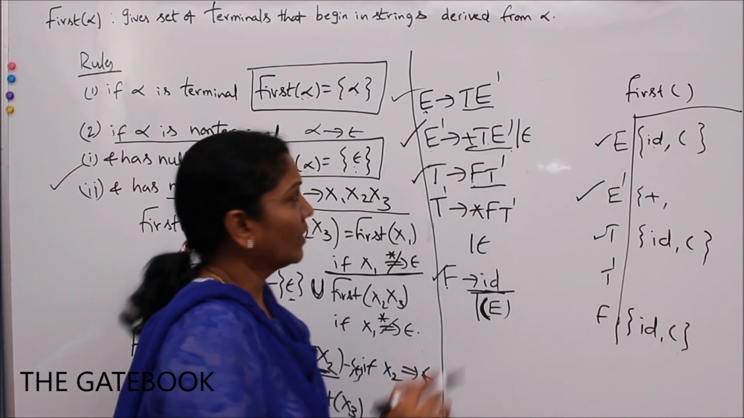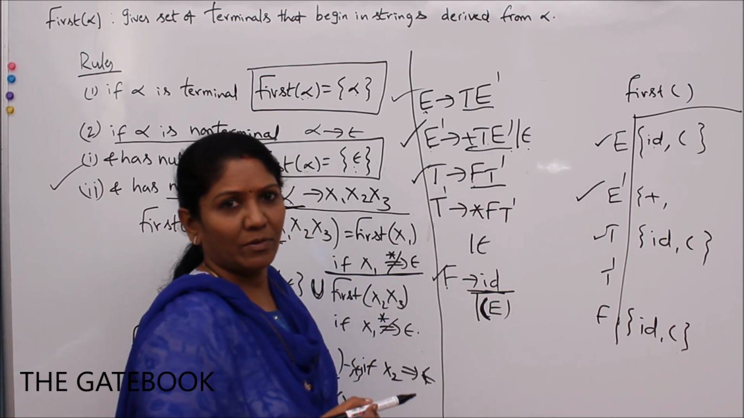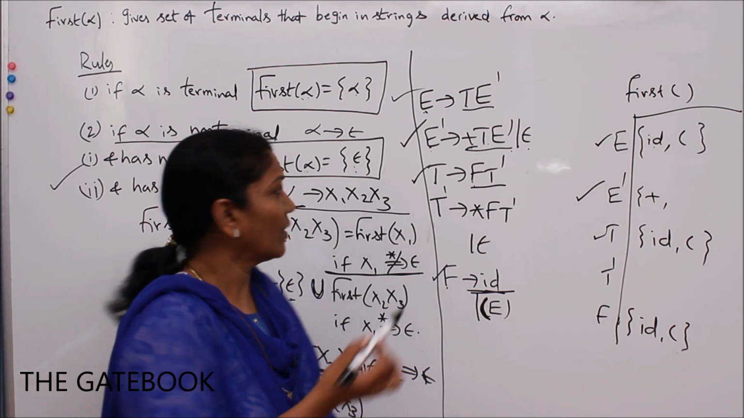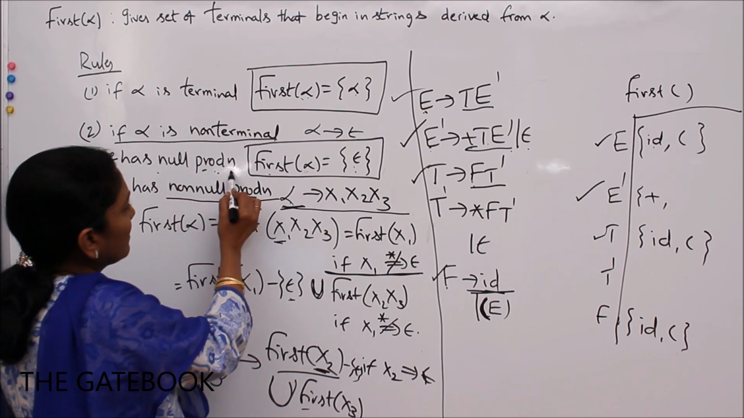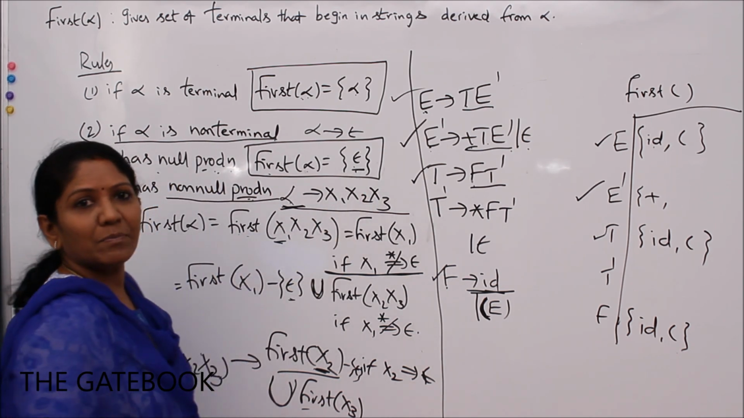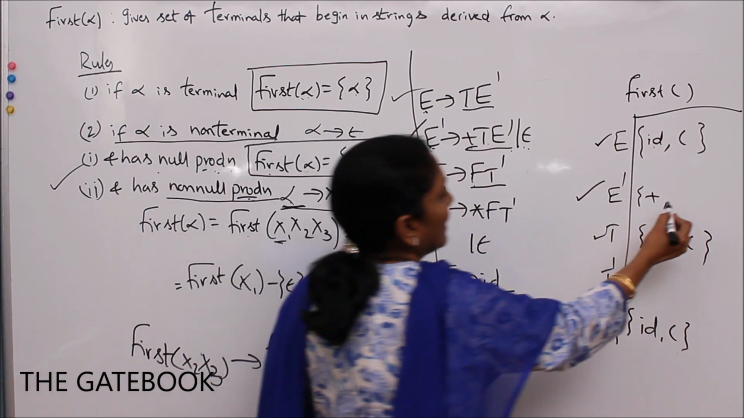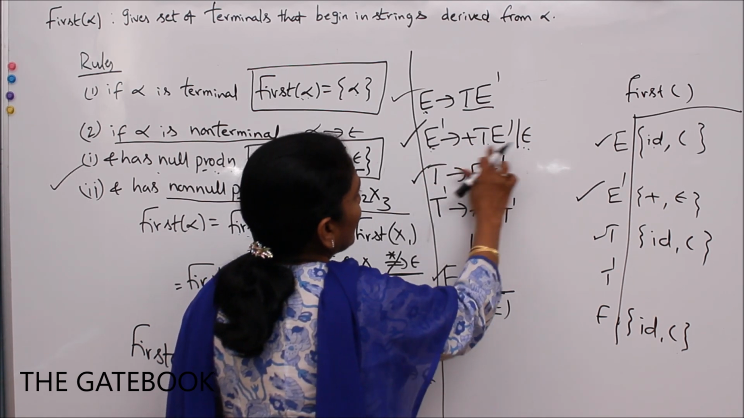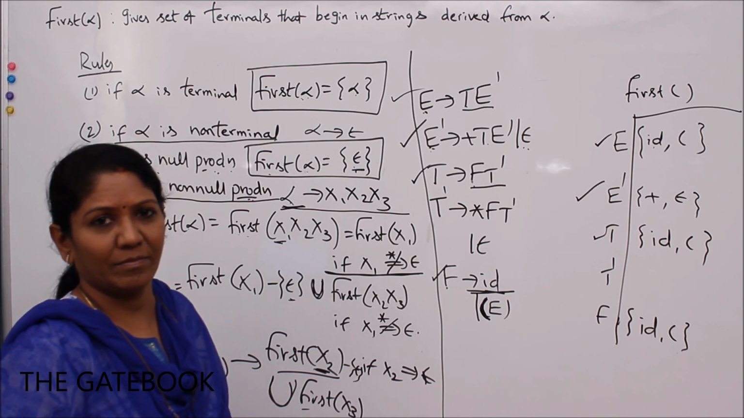And there is another rule. Now E dash to epsilon is the other rule. So whenever the rule is a null production, what does it say? When alpha is a non-terminal and has a null production, simply add epsilon to the first set. So because of this null rule, we get even epsilon. So first of E dash is the first terminal symbol plus as well as epsilon, as simple as that.